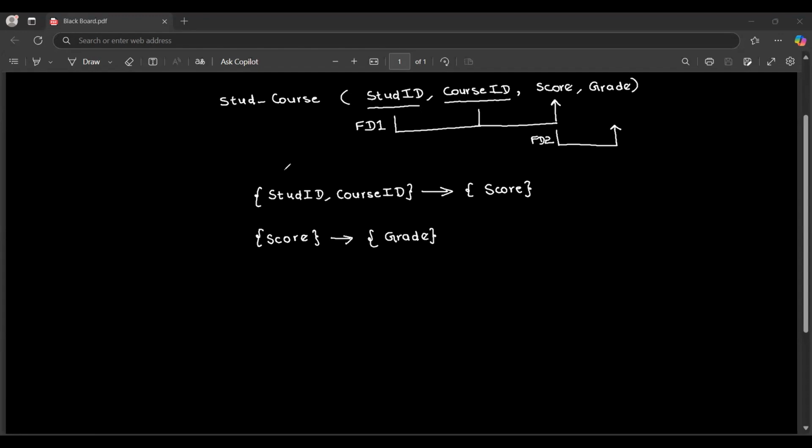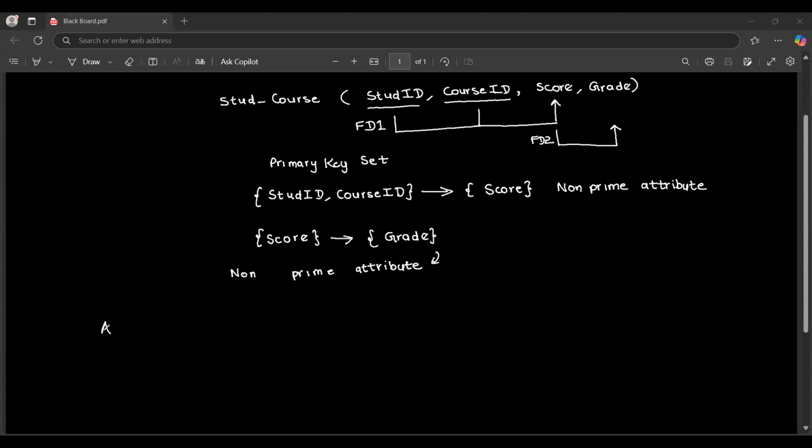Well, this is what we call a transitive dependency. Why is it transitive? We know this is the primary key attribute set, and score is a non-prime attribute. And that non-prime attribute functionally determines another non-prime attribute. And this cannot be there in a relation that is in 3NF.